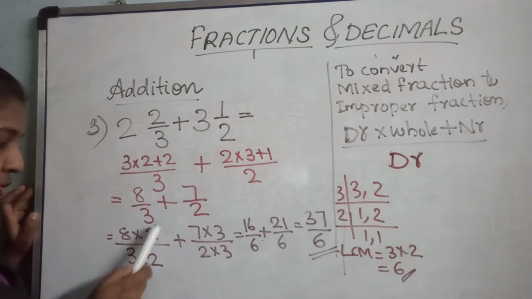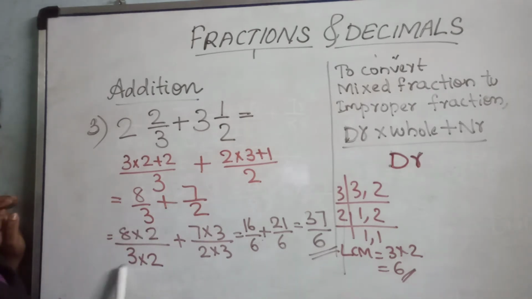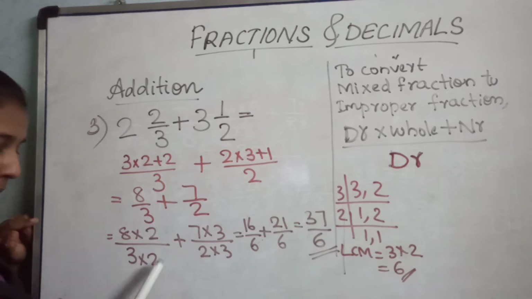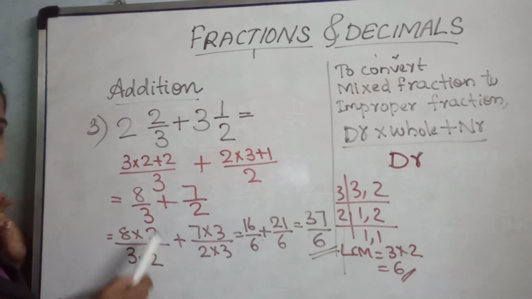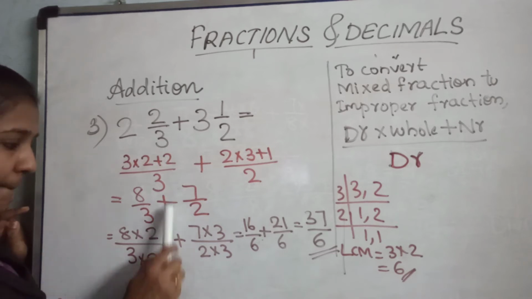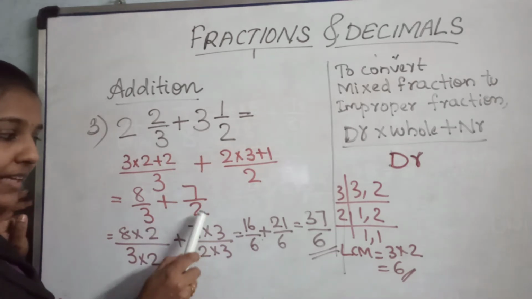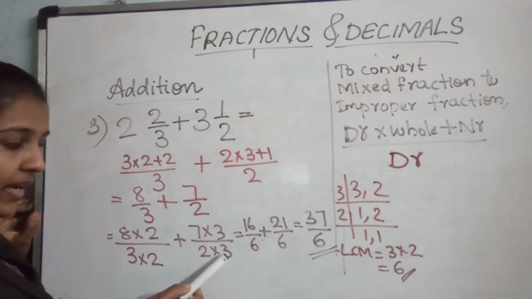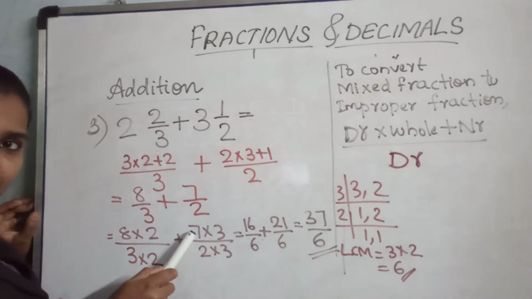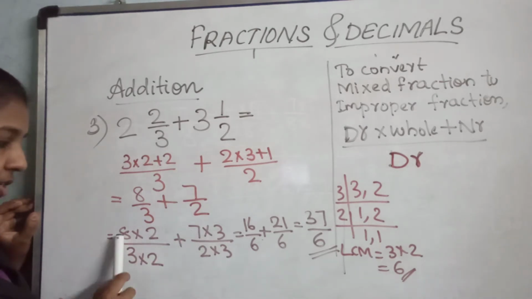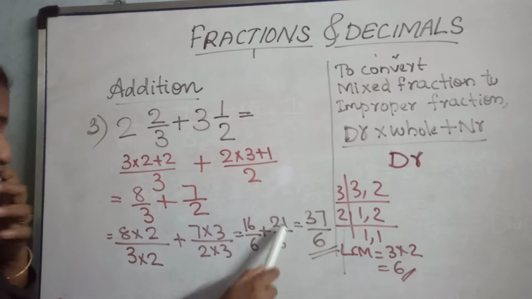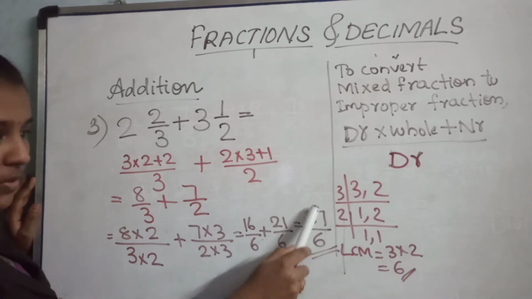So to make 3 to 6, we have to multiply 3 with 2. Then 3 2s are 6. Then you have to multiply the numerator also with the same number. Which number you are multiplying with the denominator should be used to multiply with the numerator. Then plus, we have to multiply 2 with 3 to get 6, and use the same 3 to multiply with the numerator. Now after simplifying this, you will get 8 2s are 16 by 3 2s are 6, and after that plus 21 by 6, which is equal to 37 by 6.